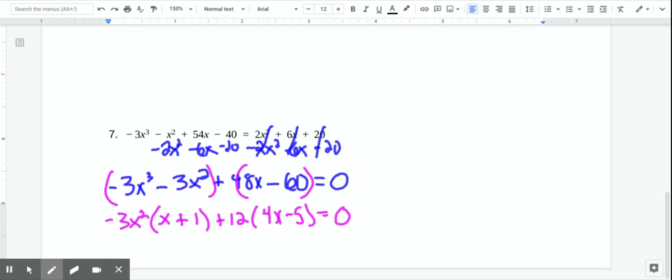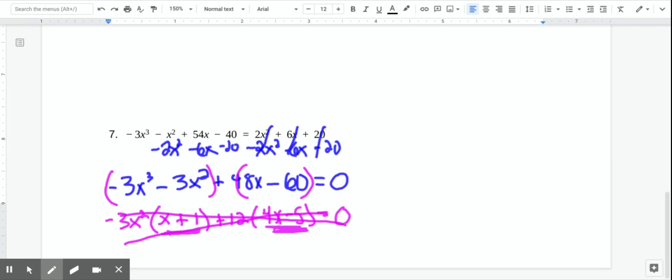Now, factoring by grouping only works if these two things are the exact same, which they are not. So factoring by grouping does not work in this problem. And since factoring by grouping doesn't work, we do not have any other factoring techniques. So right now, we can't solve this problem because we don't know how to factor it. None of our normal techniques work.